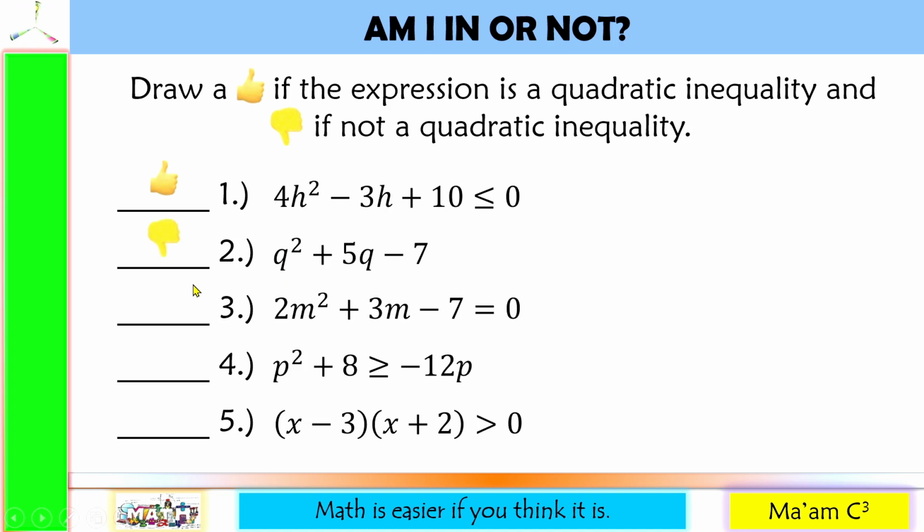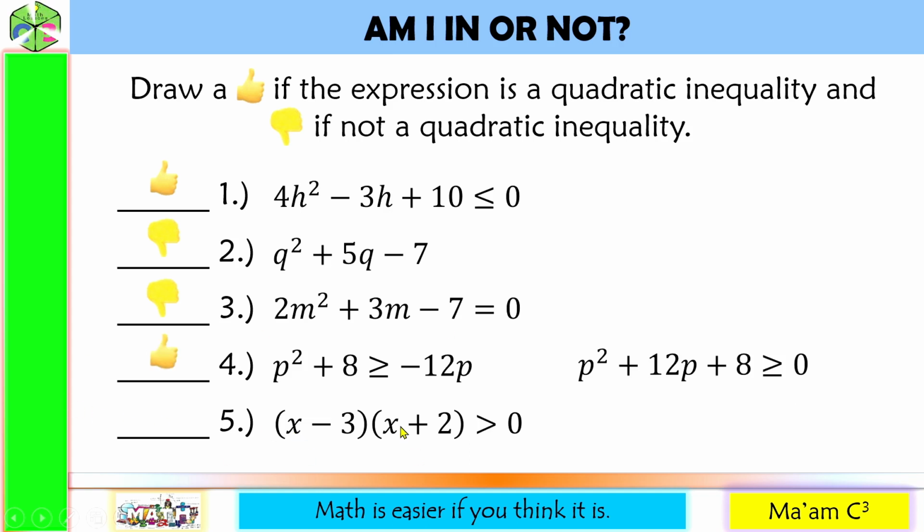Thumbs down. The highest exponent of the variable is 2, so this is quadratic. And I have here an equal sign. So this is not a quadratic inequality. The highest exponent of the variable here is 2. If I am going to arrange this, it will look like this. And I have here an inequality symbol. So yes, this is quadratic inequality.